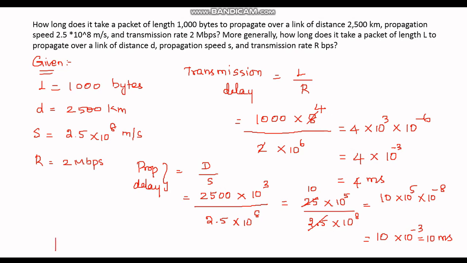So let's take the total delay. Already we have calculated the transmission delay is 4 milliseconds. So 4 milliseconds plus 10 milliseconds is nothing but 14 milliseconds. So this is how we calculate the total delay for this question.